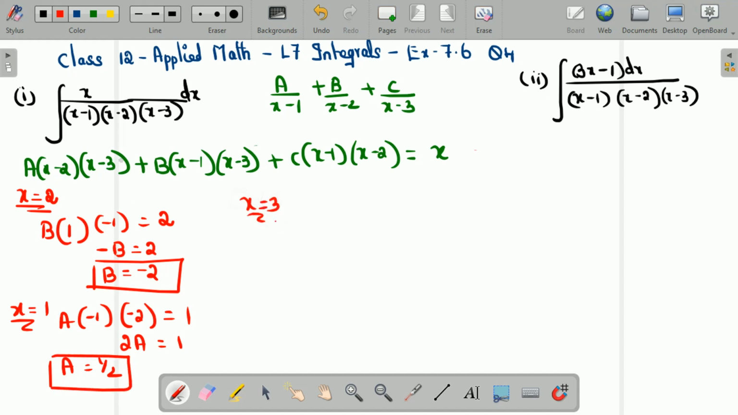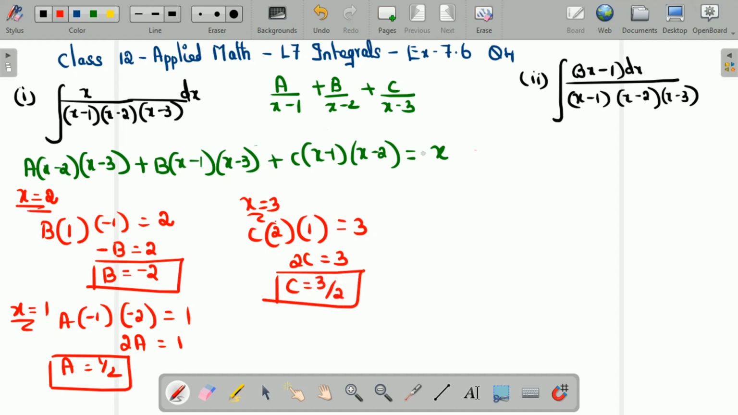Now put x is equal to 3. When you put x is equal to 3, A and B will vanish. C will become C into 3 minus 1 is 2, into 3 minus 2 is 1, which is equal to 3. So now 2C is equal to 3. So C is equal to 3 by 2.